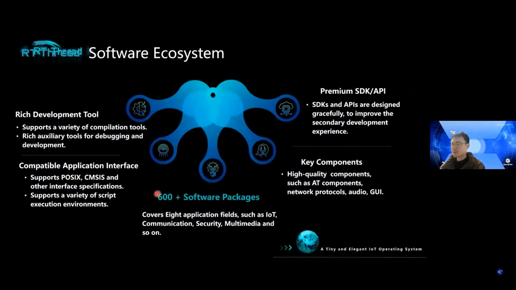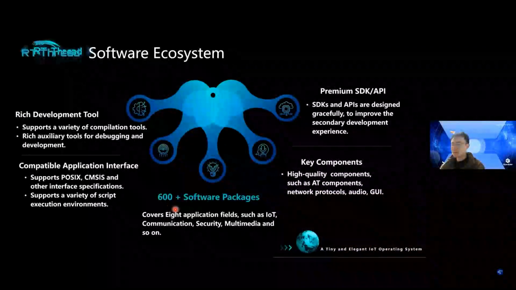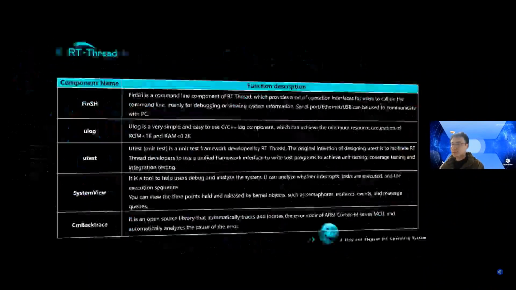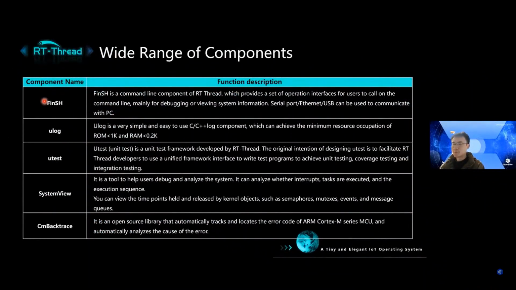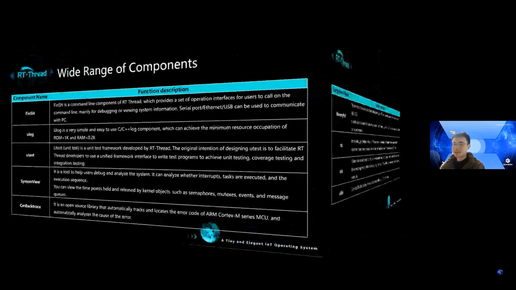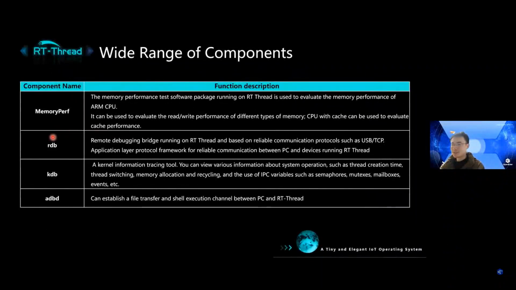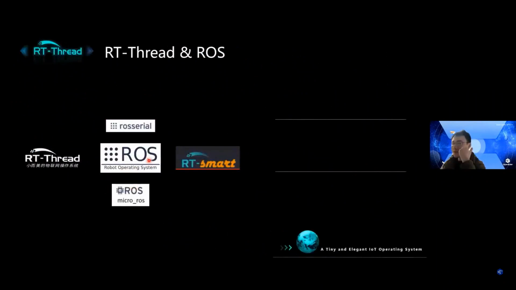As I introduced before, there are over 600 software packages available in the Software Package Center. These are the most popular components provided by RTOS: the command line interface, microblog, microlog, microtext, system view, Cortex-M backtrace, memory performance, just to name a few, RDB, KDB, and ADBD. RTOS also supports Robot Operating System, or ROS. If you are familiar with robotic applications, ROS is widely adopted in the development of robotic applications.